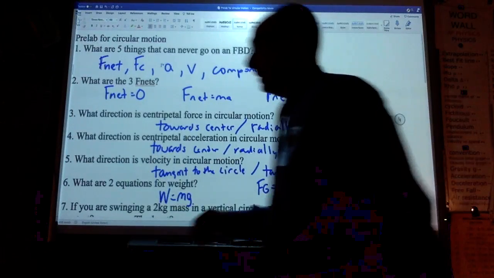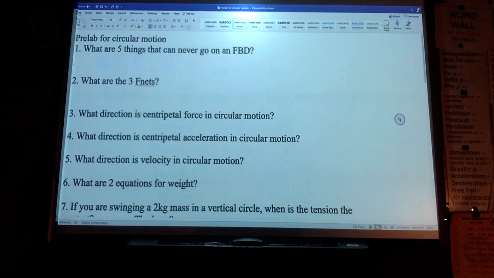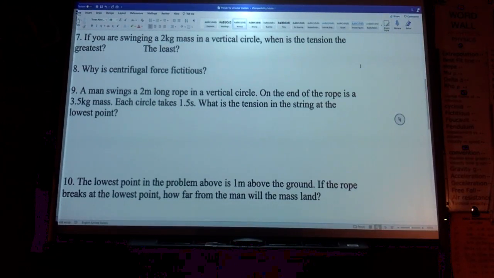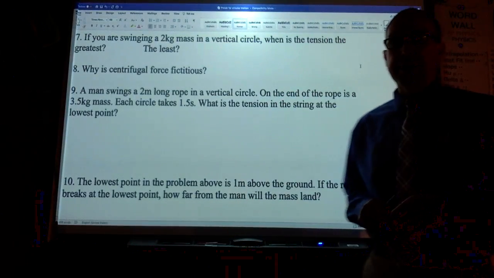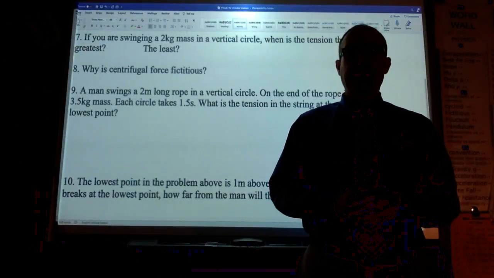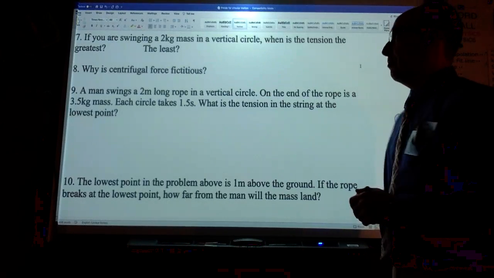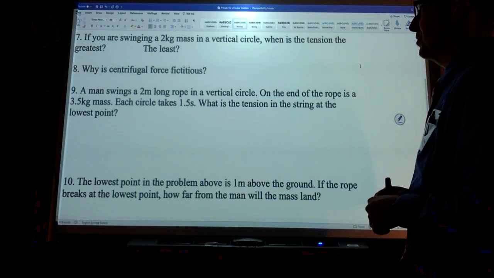All right, I'm going to clear the ink and scroll this up. We're going to do a horizontal circle in this lab, but for the pre-lab I'm going to do a vertical circle practice problem with you. So we're swinging a 2 kilogram mass in a vertical circle. When is the tension the greatest?